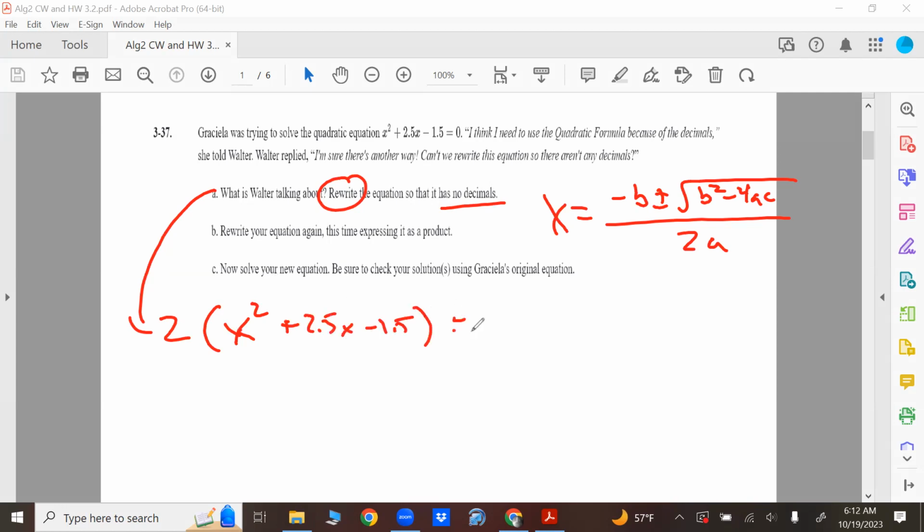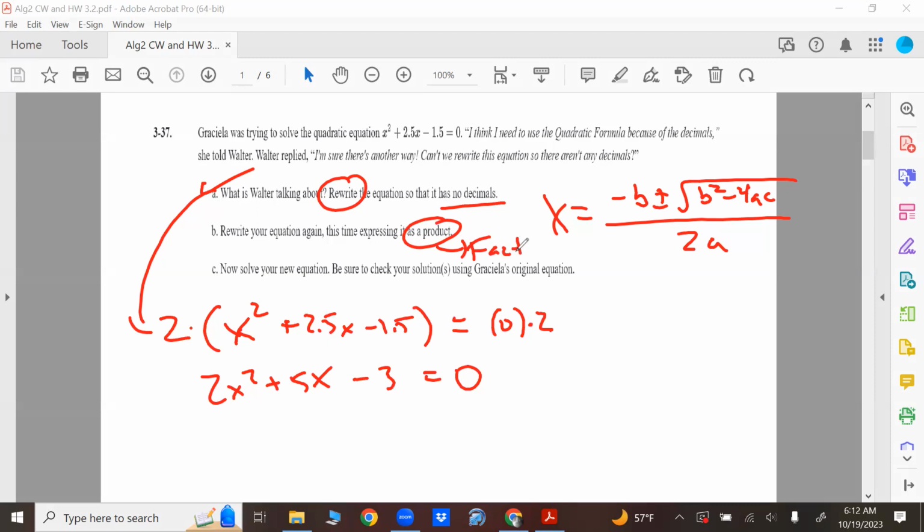So I multiply the right side by 2 and the left side by 2, so it's fair treatment. So you get 2x squared plus 5x minus 3 equals 0. Okay, so part A is done. Now part B, rewrite it, this time expressed as a product. That basically means factor, because you got 0 on the right side. Well, if you factor it, then you can set each factor equal to 0, and you're set, right?